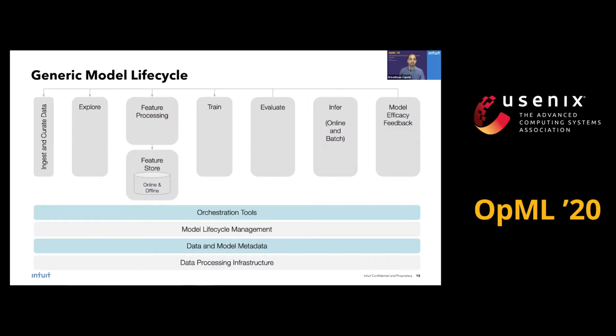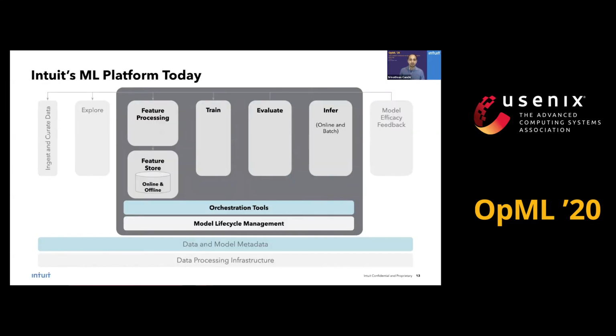We think of the generic model lifecycle as having these key components: ingestion and curating of the data, exploring the data, processing features, and generating really high quality features that can then be searched from a feature store, using these features to train models, and then using these trained models to infer online and in a batch fashion. And a model efficacy feedback system that can then provide feedback across all of these stages. These stages are then orchestrated using orchestration tools and model lifecycle management.